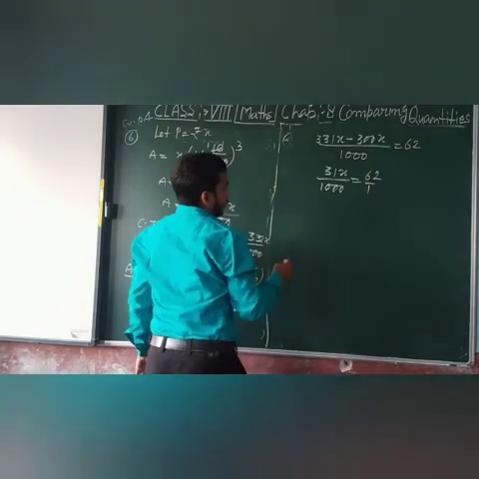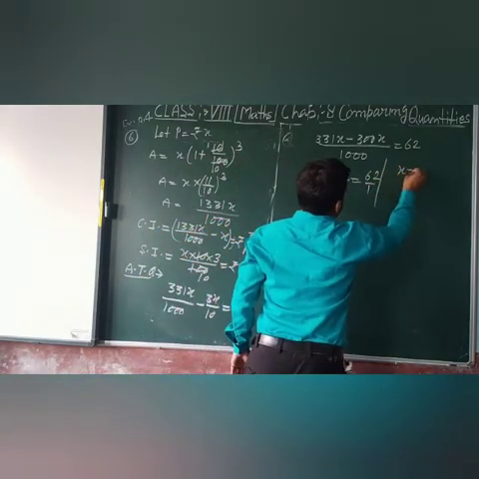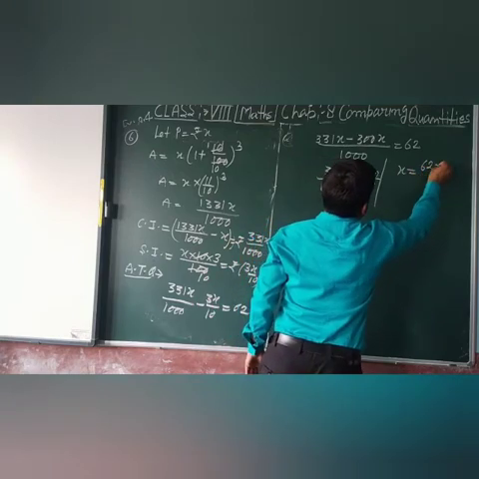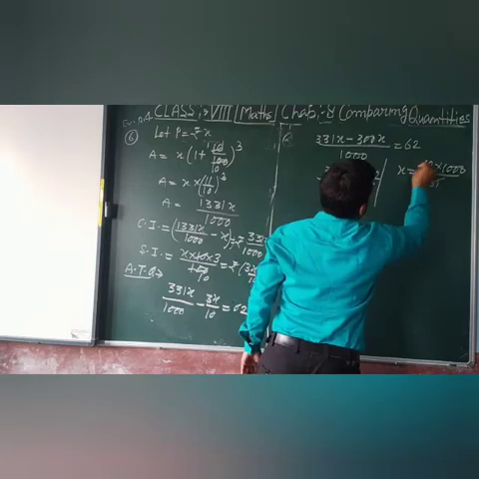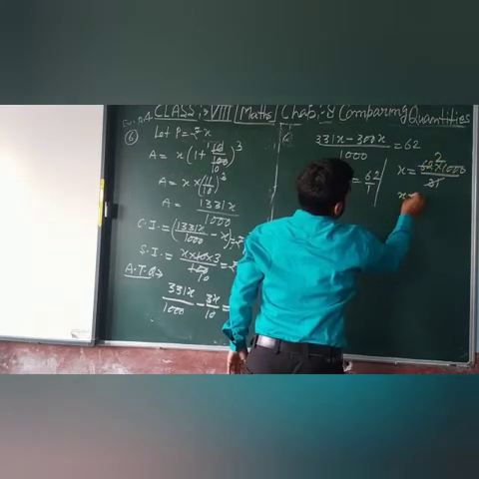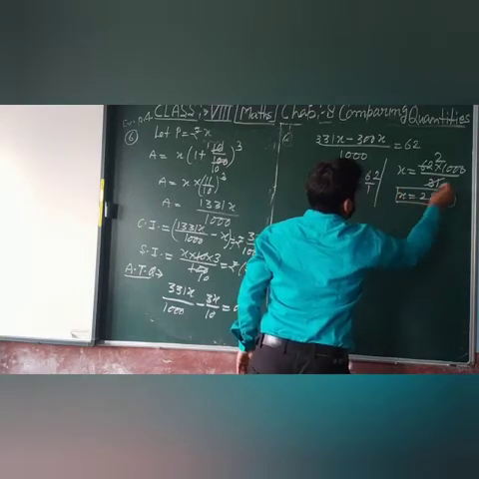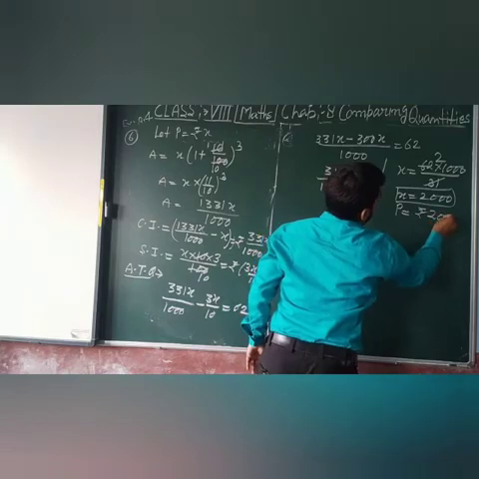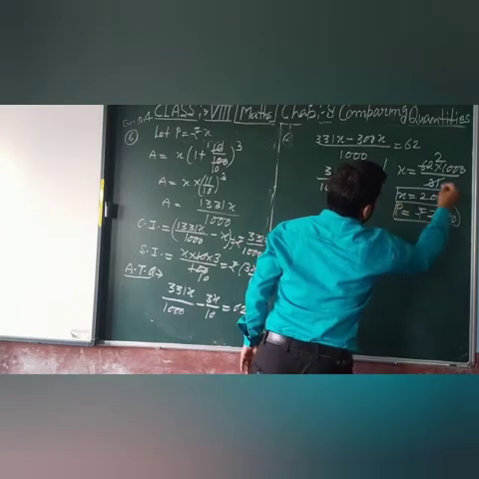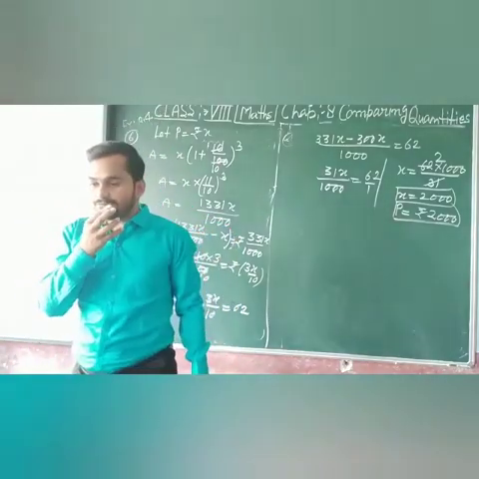Now we cross multiply. So x equal 62 into 1000 divided by 31. 31 twos are 62. So x equal to 2000. So that means our sum or principal equal 2000 rupees. Principal equal 2000 rupees. This is the answer of question number 6.